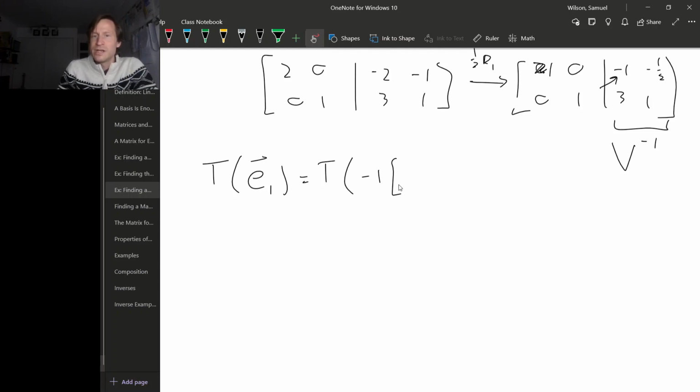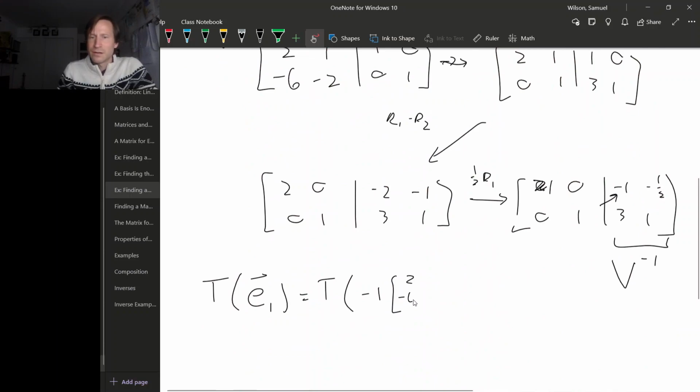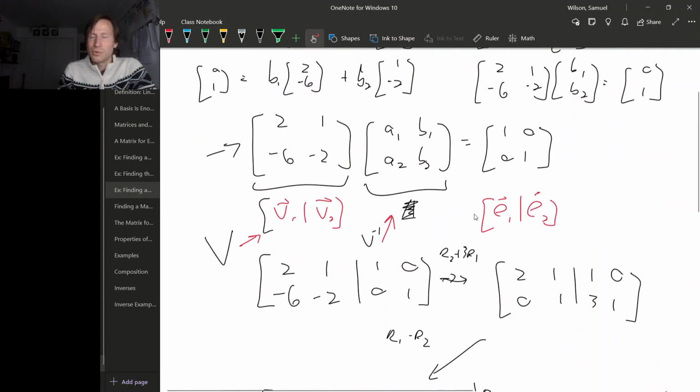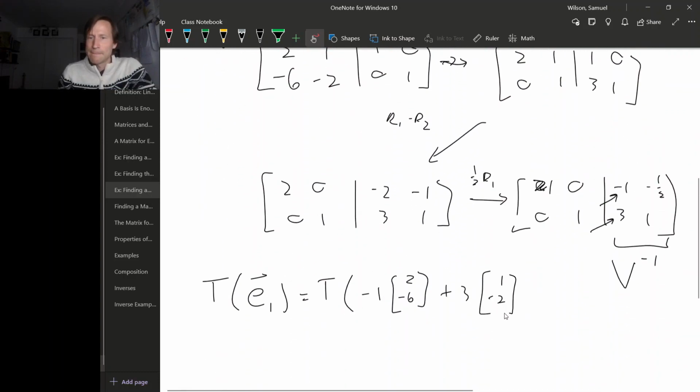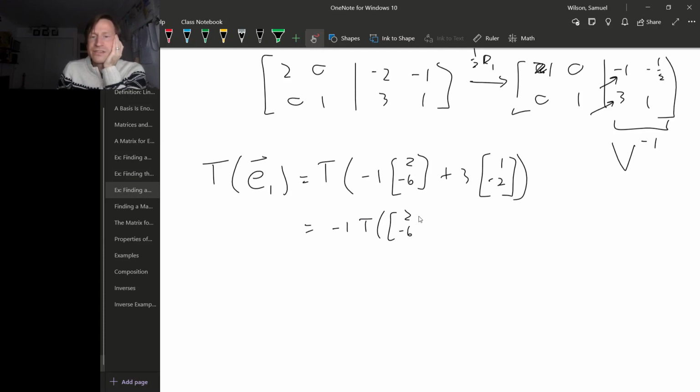So minus 1 times the first vector, which was (2, minus 6), and then plus this one here, 3 times the other basis vector, which was (1, minus 2). Now that we have this written as a linear combination, we can use the characteristic property of linear transformations to write this as minus T applied to (2, minus 6) plus 3 times T applied to (1, minus 2).